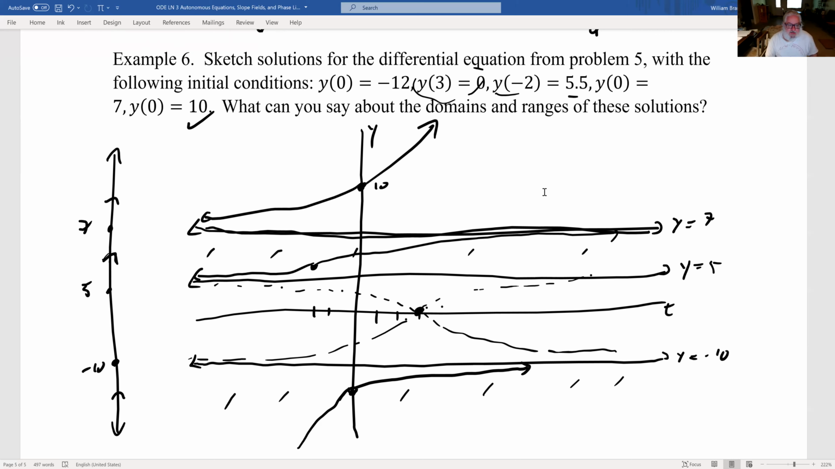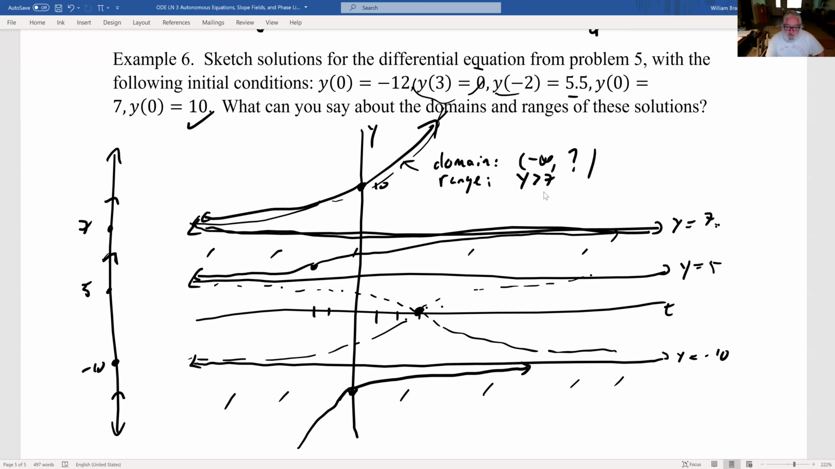What can you say about the domains and ranges? Well, for this solution, for example, the domain is minus infinity to we don't know, because we don't know whether or not there's a vertical asymptote out here. The range, your y values, are always greater than 7. We've got a horizontal asymptote out here, but we're just going up, up, up. For y equals 7, the domain is all numbers. The range is just exactly 7 because it's a horizontal line.